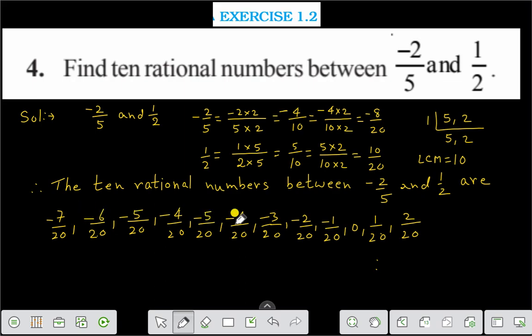We count 1, 2, 3, 4, 5, 6, 7, 8, 9, 10, 11. We are getting more rational numbers. Therefore, the 10 rational numbers between minus 2 by 5 and 1 by 2 are these. In this way, you can find more rational numbers between minus 2 by 5 and 1 by 2.